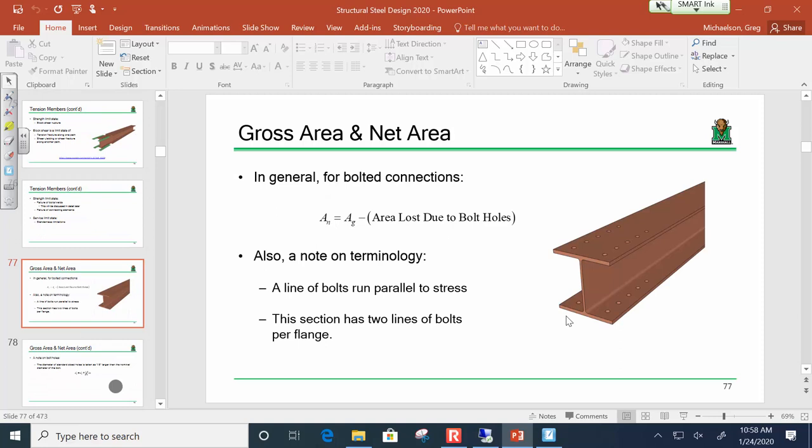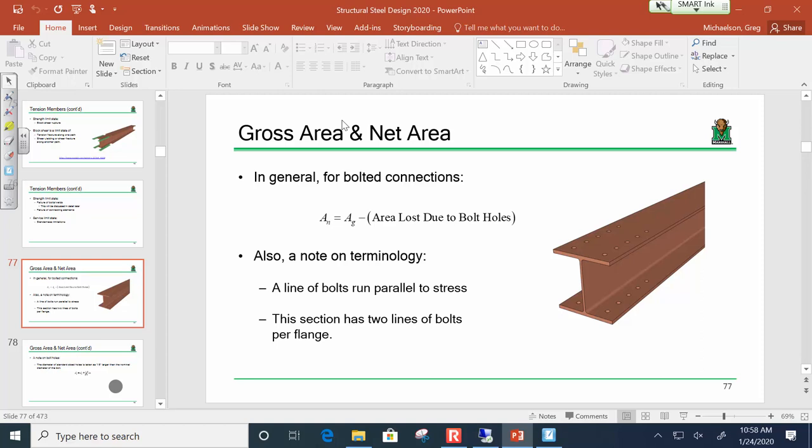What I want to focus on today is net area, specifically how to compute it. It's not hard, but there's a couple conceptual ideas that you kind of need to visualize. So in general, for bolted connections, the net area equals the gross area minus the area lost due to bolt holes. You're removing material from the section when you're placing a bolt in there. We're going to take this formula and make it a little more rigorous later. Right now, that formula is very soft, I guess I would say. There are no variables and symbols and things like that. We're going to amp that up in a bit.